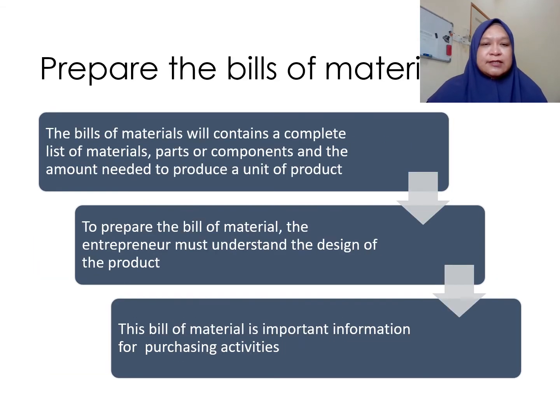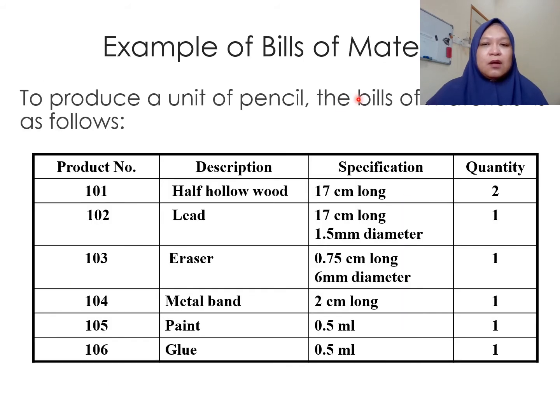Next, we are able to prepare the bills of material. Here is the example. Why do we need this bills of material? So that we are prepared, and we know the quantity of each of the materials needed in order for you to produce the quantity that you need for the month. Usually we prepare the materials for a month.